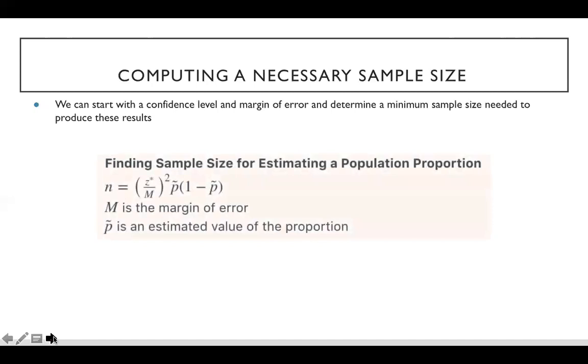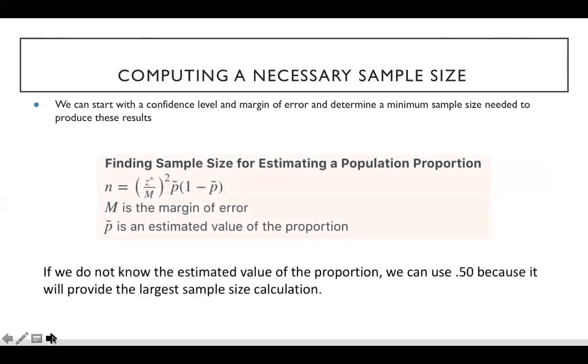So we can use this formula in order to calculate our sample size in order to estimate a population proportion given a margin of error and confidence level. If we do not know the estimated value of our proportion, we can use 0.50 because it provides a very conservative estimate and it's the largest sample size calculation.